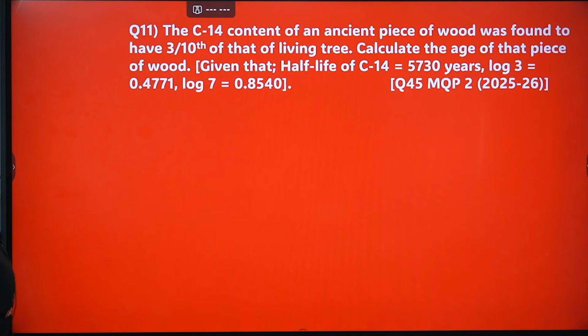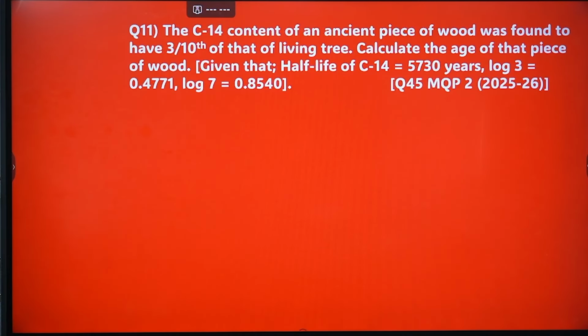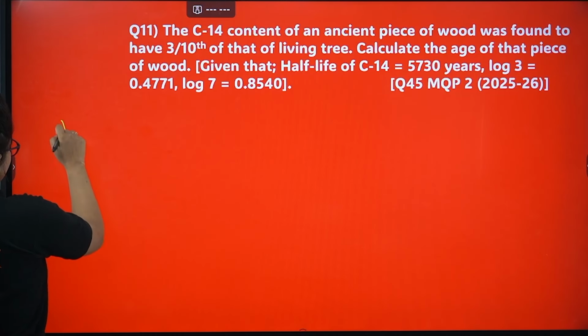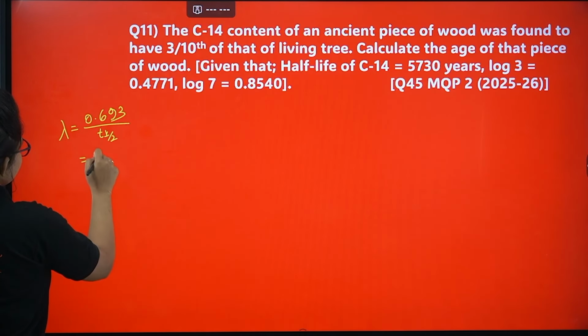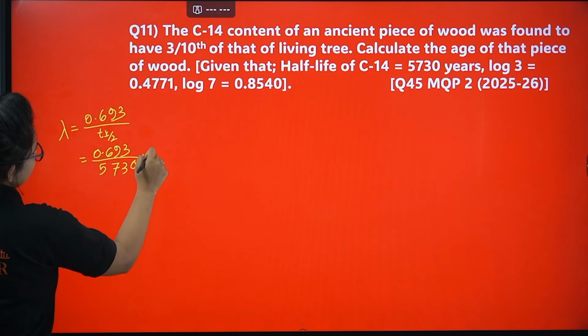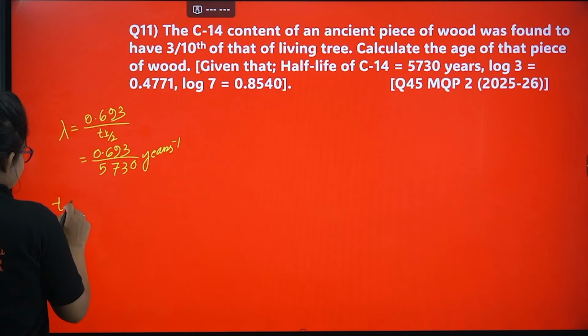Let's go ahead. This is also a very important problem. The C14 content of an ancient piece of wood was found to be 3/10 of that of a living tree. Calculate the age of that piece of wood. Let's go ahead with the decay constant. Here we will not say rate constant, here it is decay constant: lambda equals 0.693 divided by T half. Let's put the value, 0.693 divided by 5730. Now we can apply it into the first order rate equation.